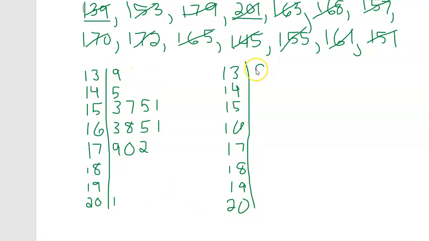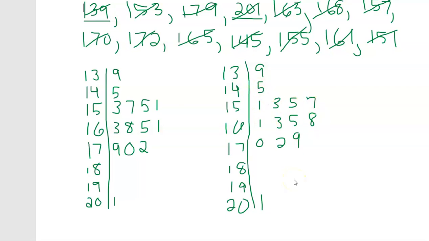All right, so there's nothing different to do with the 9 and the 5. But the 15, we want to put these digits in order. So 1, 3, 5, 7. And then 1, 3, 5, 8. Notice I'm trying to keep them lined up. 0, 2, 9. And 1.